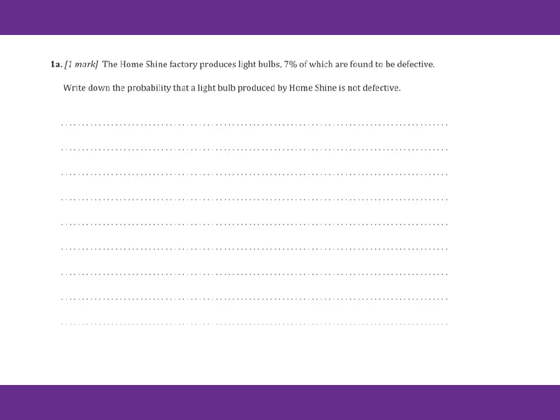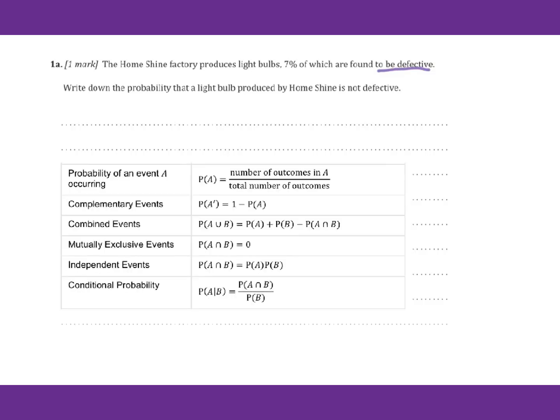This video is about review for fourth final. For 1A, the Home Shine factory produces light bulbs, 7% of which are found to be defective. Write down the probability that a light bulb produced by Home Shine is not defective. For this question, we are looking for a complementary event. So, not defective, which means 1 minus 7%, you will get 93%.